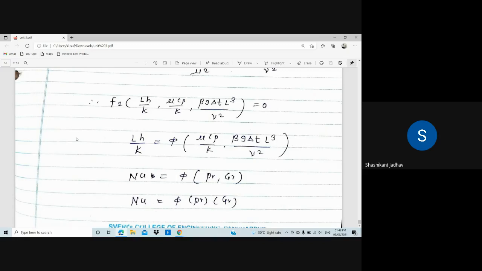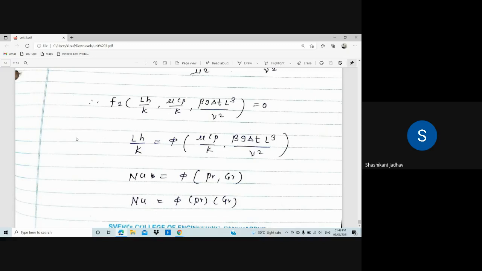Okay, so as we know, among the dimensionless numbers, hL/k is nothing but the Nusselt number. So instead of hL/k, we have to write the Nusselt number. Then μCp/k is nothing but the Prandtl number, and βgΔTL³/ν² is nothing but the Grashof number. Already we have written the equations for the dimensionless numbers. So from that we get the equation as: Nusselt number is equal to a function of Prandtl number into Grashof number.